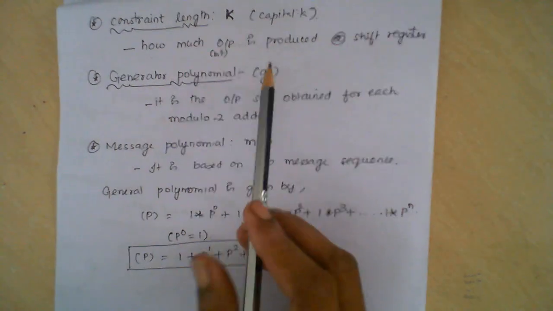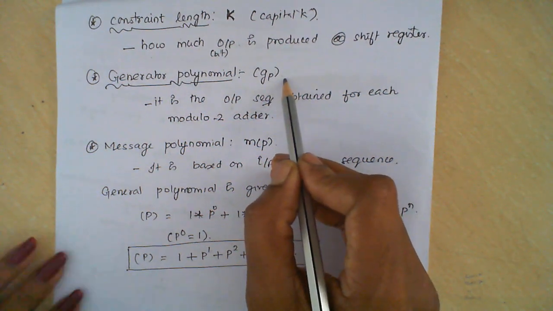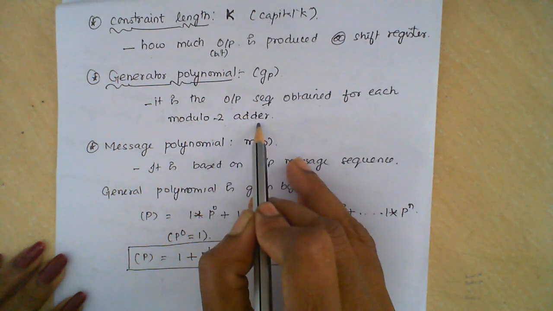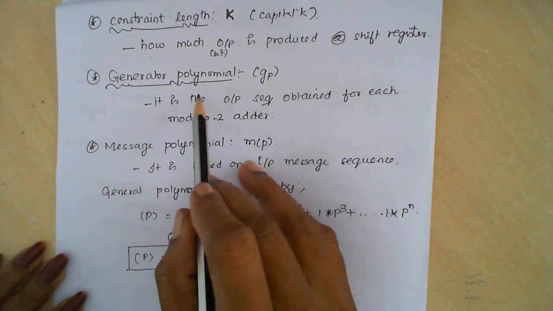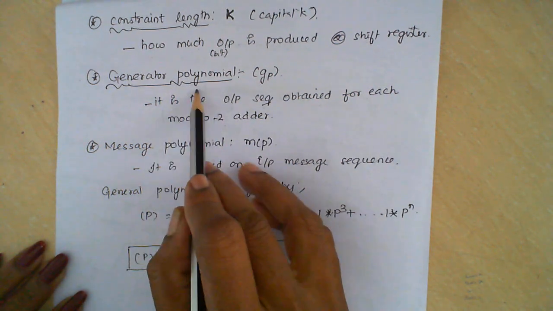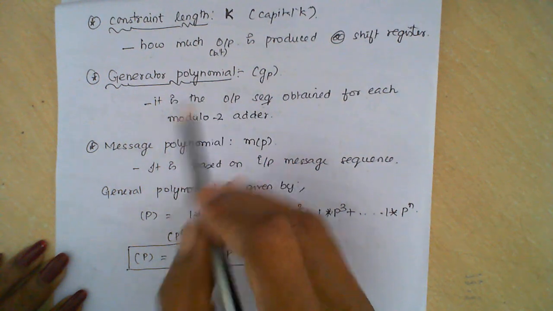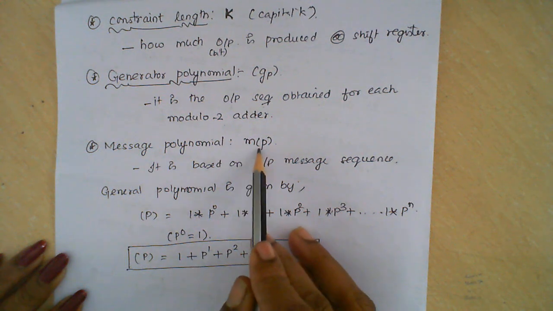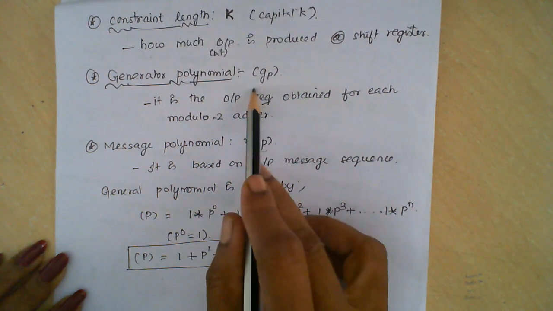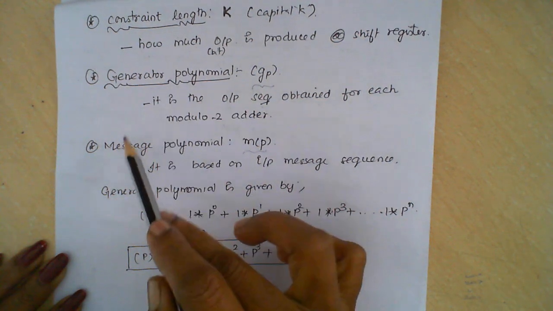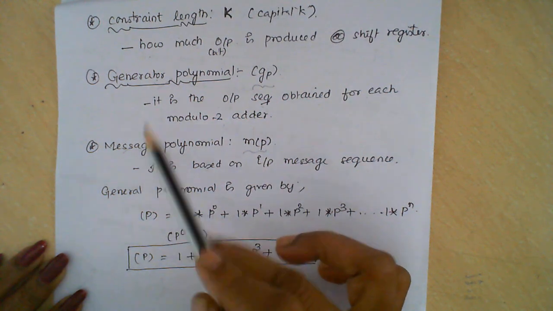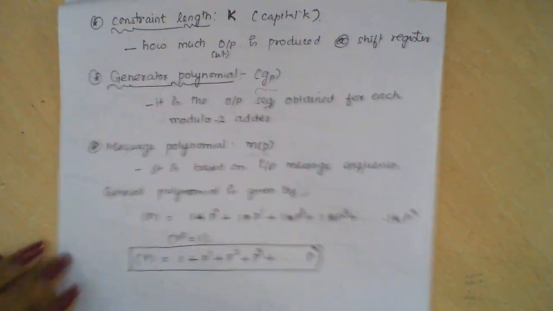The next term you should remember is the generator polynomial. What is the generator polynomial? It is the output sequence obtained for each modulo 2 adder. One of the important points you should remember with the convolution code is that it goes with polynomials. Hence it is easier for calculation and implementation. Next is the message polynomial. Message polynomial is represented in terms of m of t. These variables might change. You should remember only the terms associated with the convolution codes. So you should remember generator polynomial, message polynomial, constraint length, then code length, then code rate, code dimension, etc.